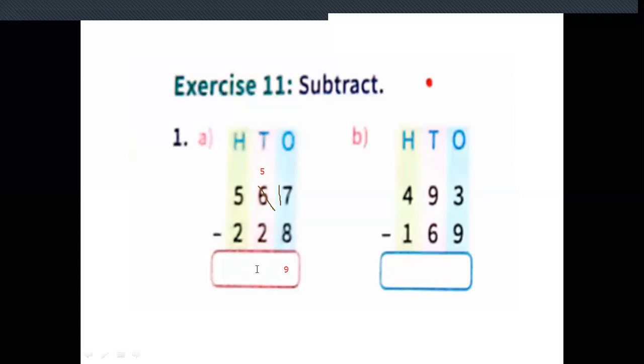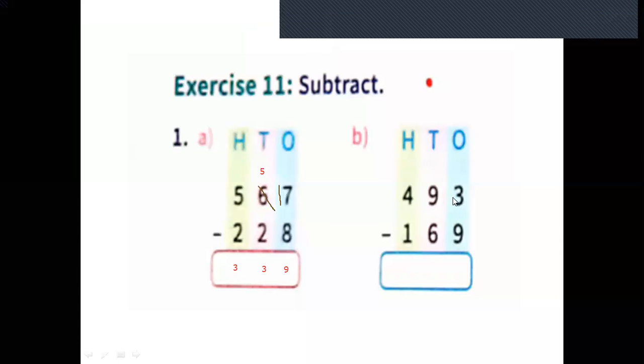5 minus 2. 5 in your mind, 2 on your finger. Before 5: 4, 3. So you are writing 3 here in the tens place. So the answer is 339. Same way you have to do this sum also.